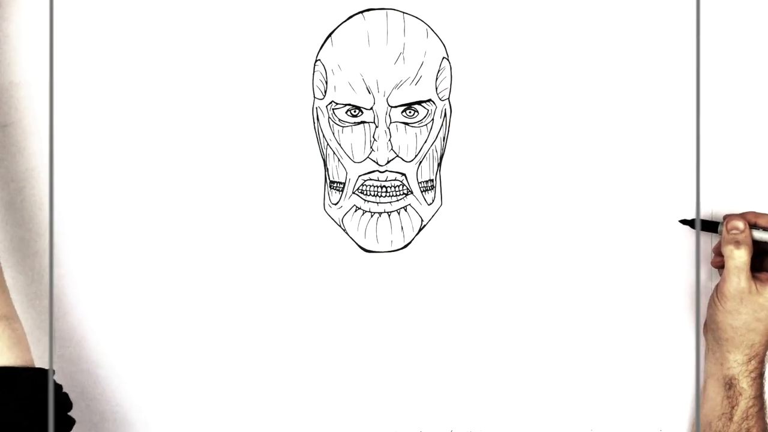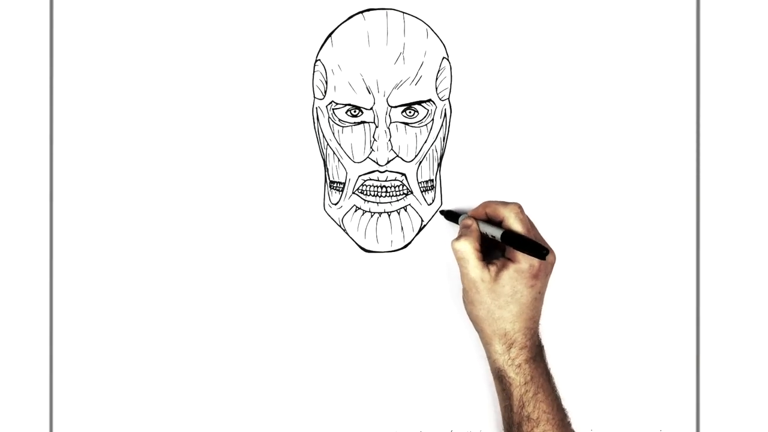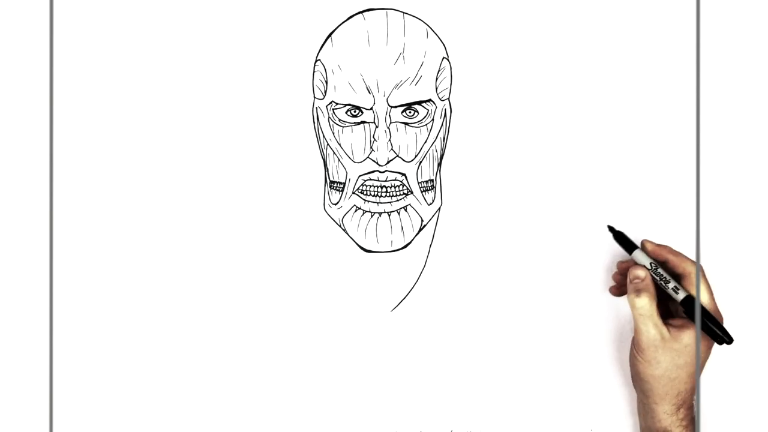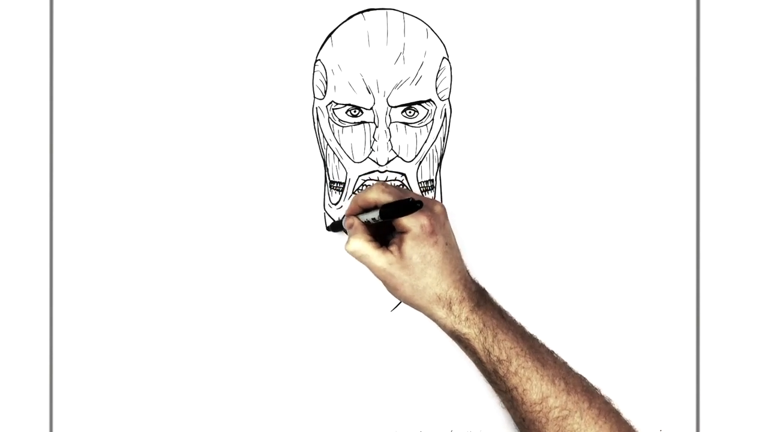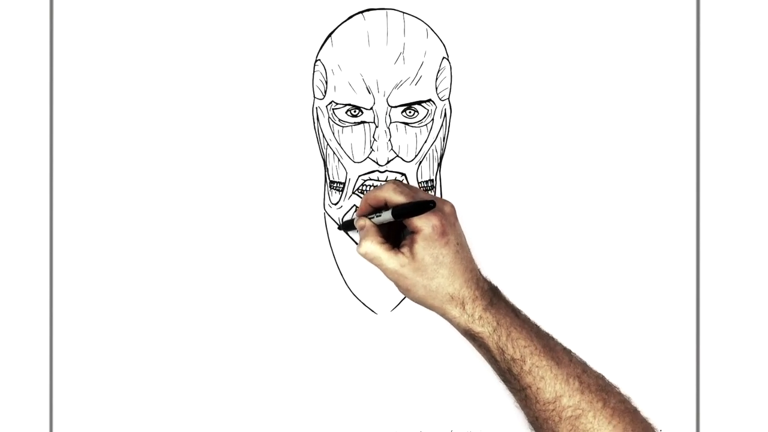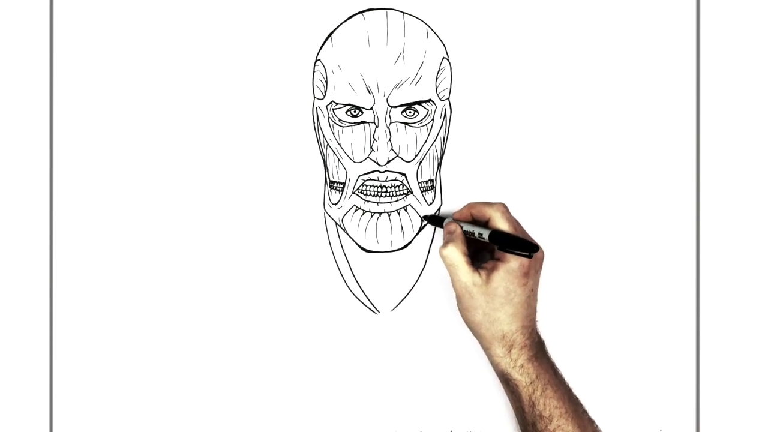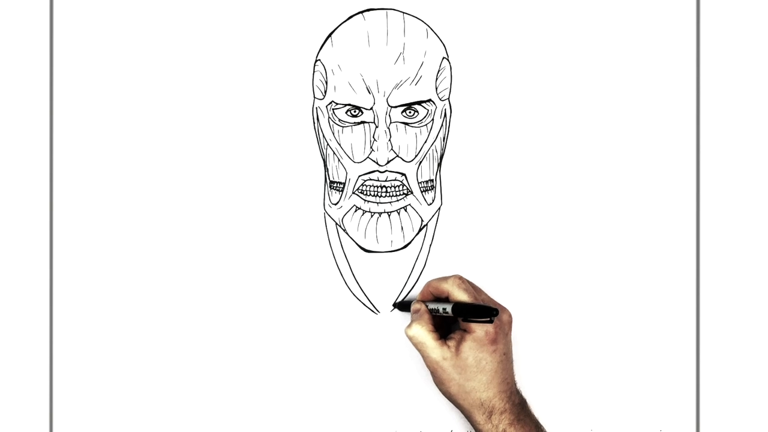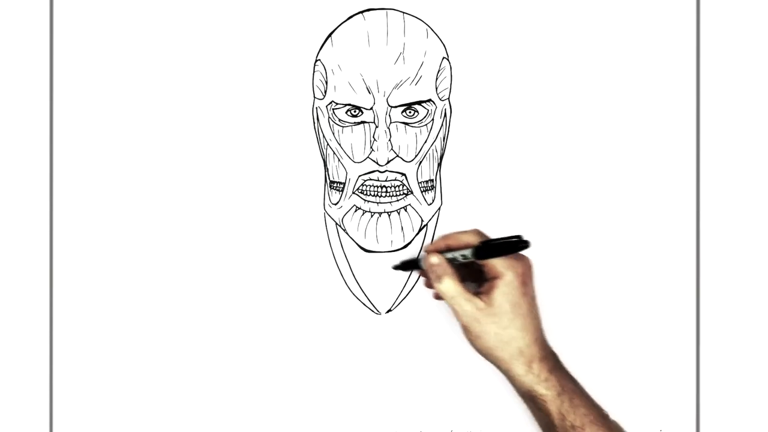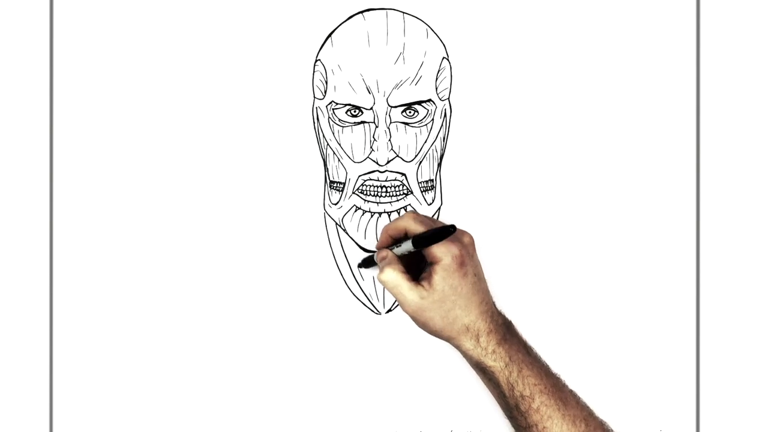Okay, so then neck, down from his jaw. And then same on the other side. Then we've got an interior sort of bone-like area just here, and then another one here. And this will have sort of muscle lines going up.